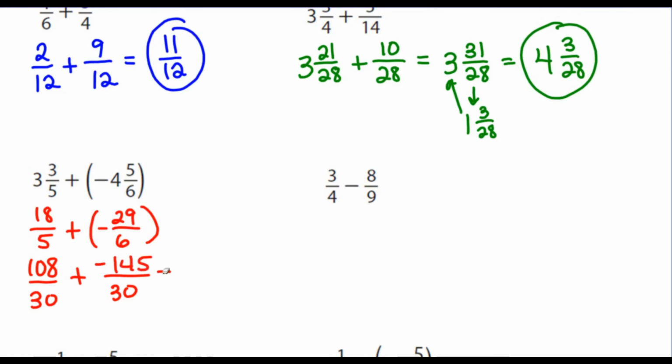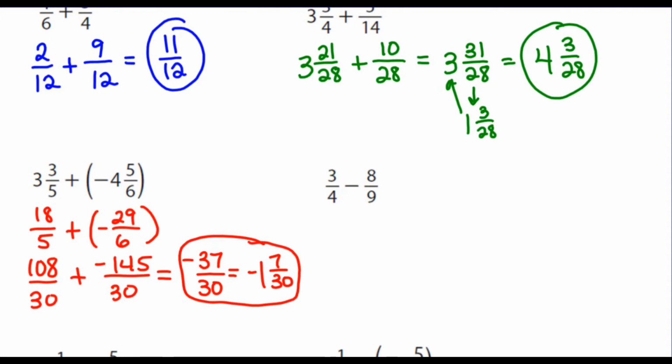So when I add my numerators together, I have 108 plus a negative 145. That gives me negative 37/30, which is negative 1 and 7/30. Either one of those would be fine to write as my result as well.